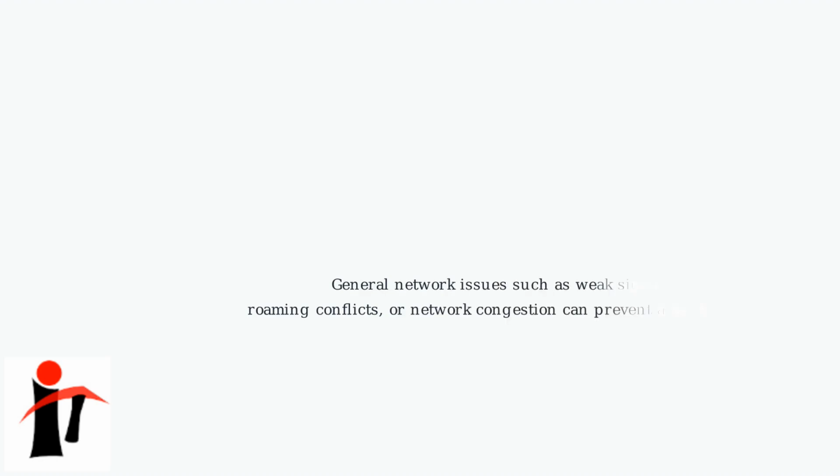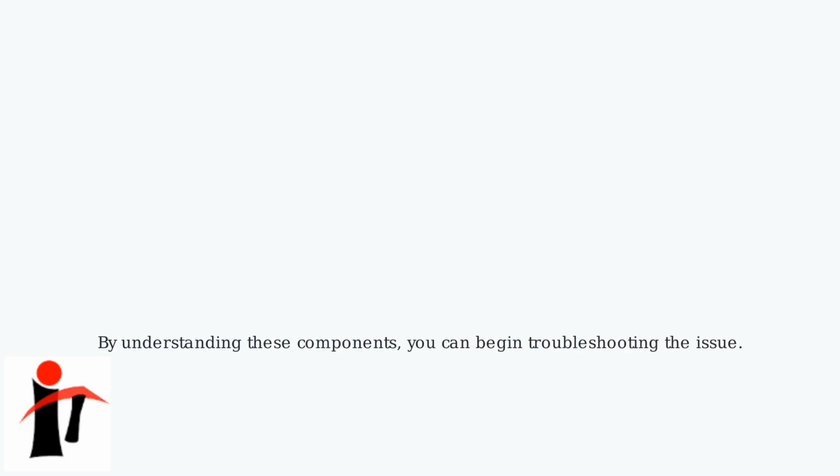Finally, general network issues such as weak signal strength, roaming conflicts, or network congestion can prevent a working connection. By understanding these components, you can begin troubleshooting the issue.